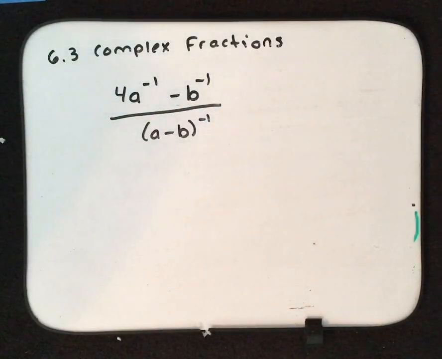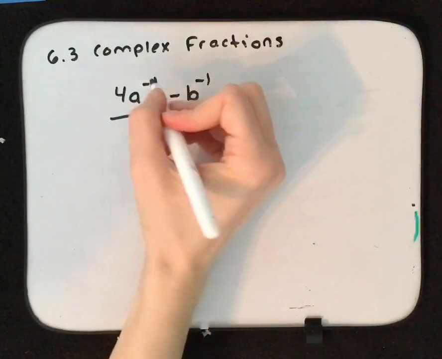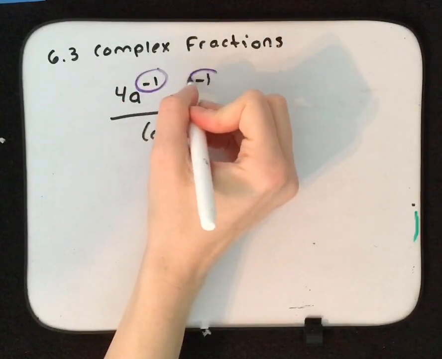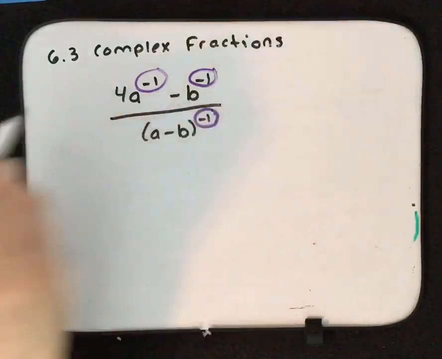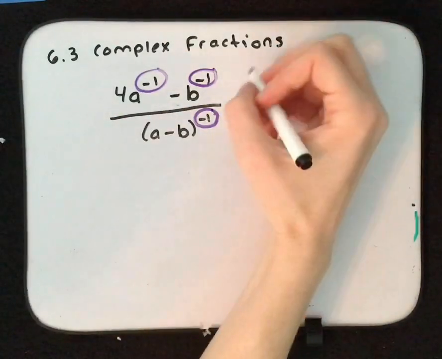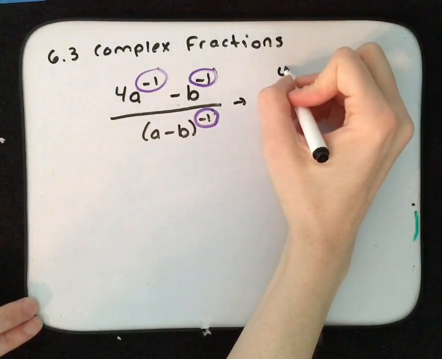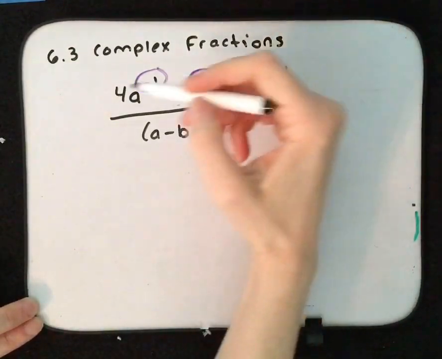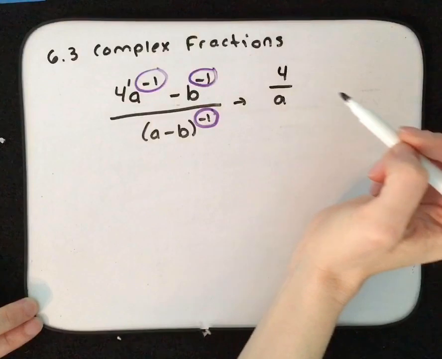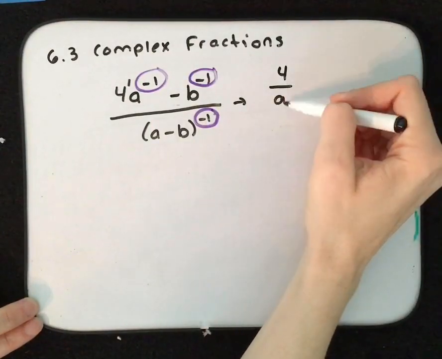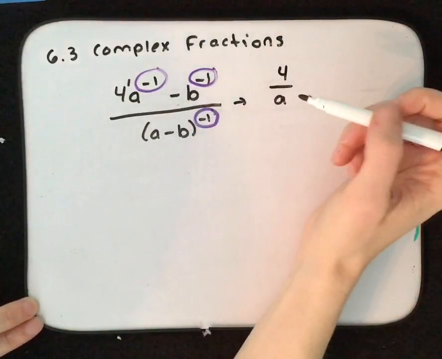So this one at first does not look like a complex fraction because we don't have that fraction in a fraction. However, we do have some negative exponents. So before we can do anything, we need to clean up those negative exponents. So that's going to look like a to the negative 1 means that we need to move that to the denominator. The 4 is not to the negative 1. The 4 exponent would technically be a 1. So 4 over a is what that's going to look like.